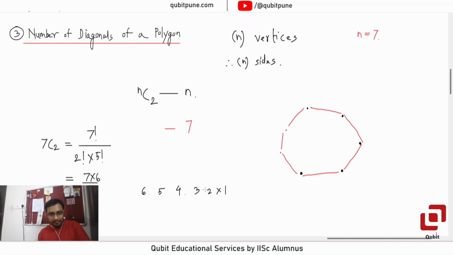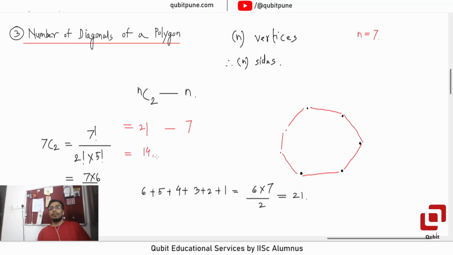Why am I multiplying? Because I want to count the total number of segments, right? I'm not considering multiplication. Addition makes sense here. It is either this or this or this or this. So we want to add them, right? So that's the total number: 6 plus 5 plus 4 plus 3 plus 2 plus 1. And that is 21, because if you use the formula, it is n into n plus 1 upon 2. So that is 42 by 2, so that's 21. That's nC2. But out of these 21, 7 are the sides, correct? So how many diagonals will it have?